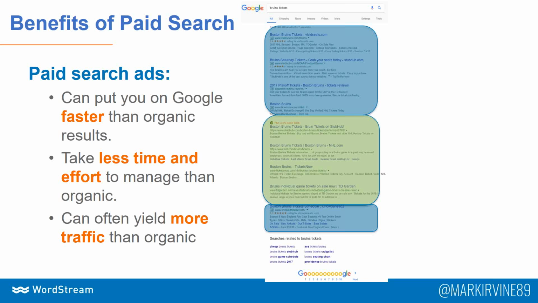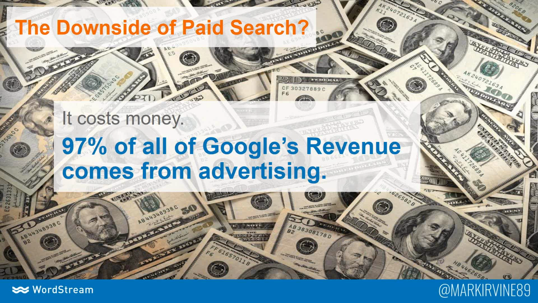And that doesn't necessarily come at the expense of doing organic. But the downside of paid search is, of course, that it's called paid search, and it costs money. Google as a whole, this is effectively Google's entire business. Google is first and foremost an advertising platform before it is anything else. 97% of all Google's revenue comes from advertising, most of it from this paid search advertising.